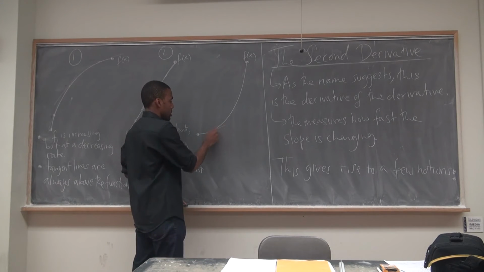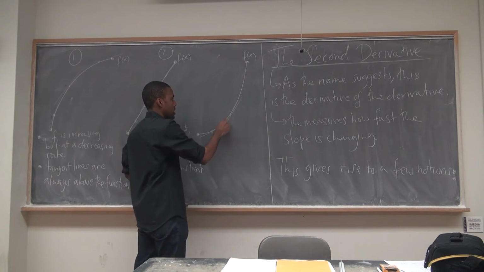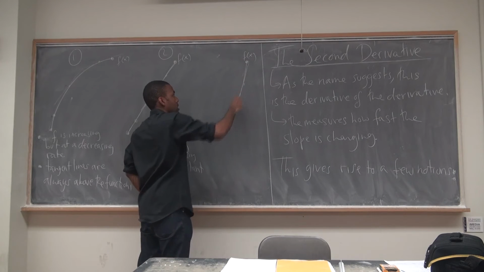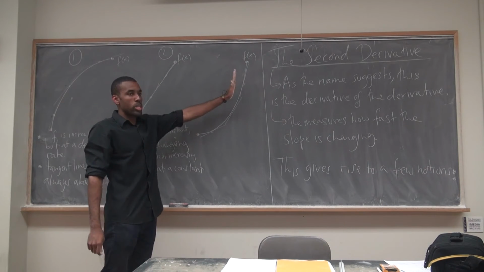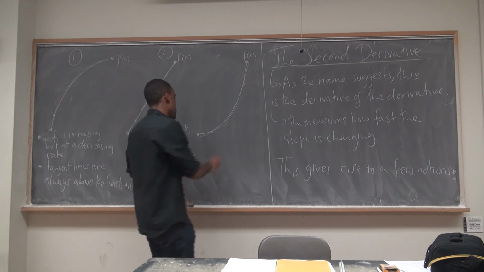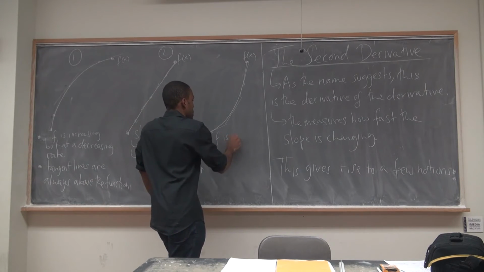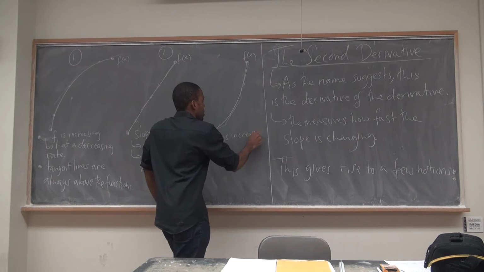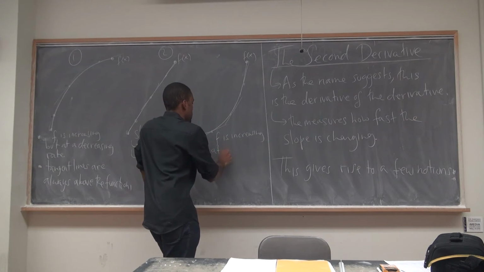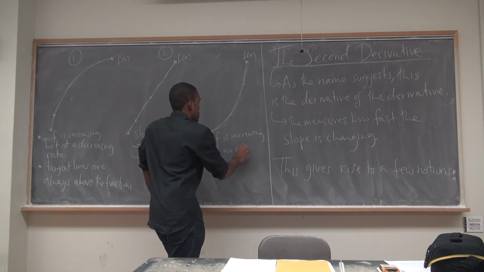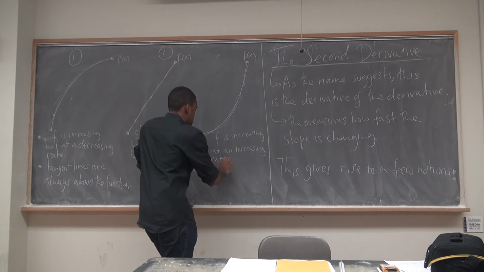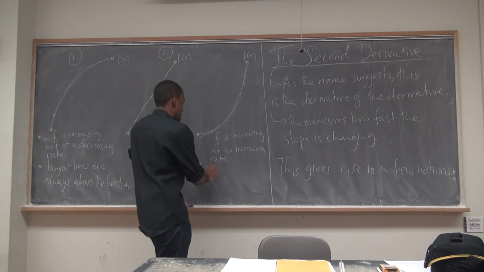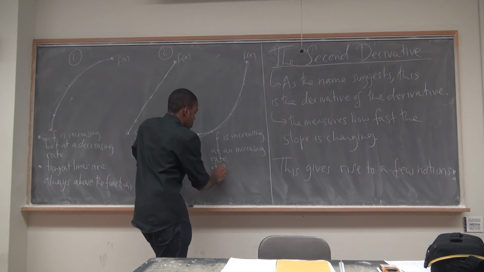Here, start to draw tangent lines. Look at what's happening. The opposite. We're increasing, but we keep getting steeper. We're increasing by more and more. Right here, f is increasing at an increasing rate. Notice that tangent lines are always below.